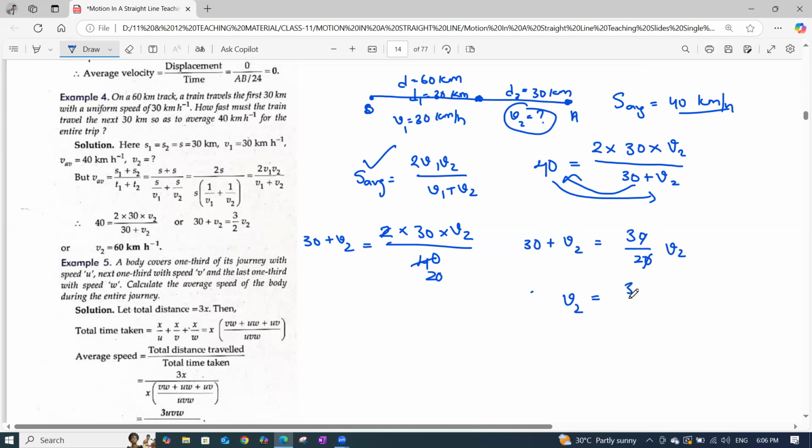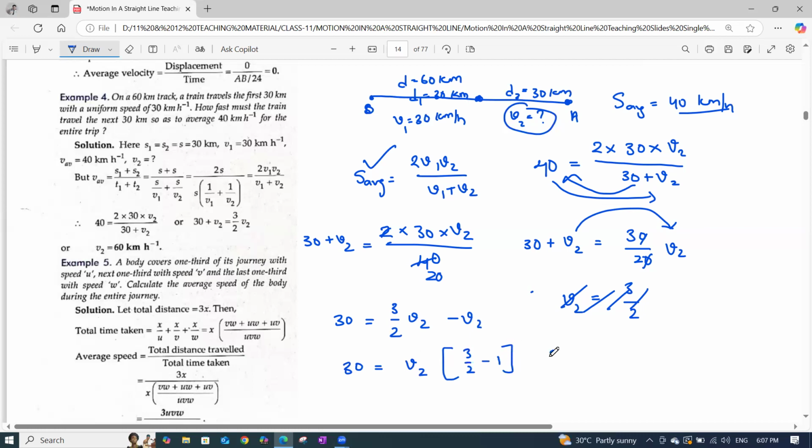Or else what we can do is keep this 30 this side, send that V2 that side. So 30 will be this side, 3 by 2 V2. If you send that plus V2 this side, it becomes minus V2. Now 30 is equal to, you can take V2 common. If you take V2 common, it becomes 3 by 2 minus 1. 30 is equal to V2.